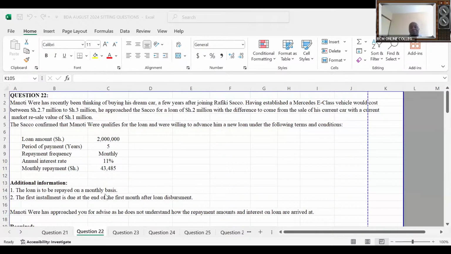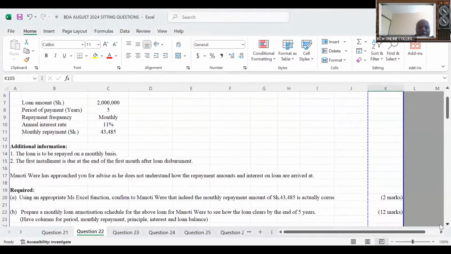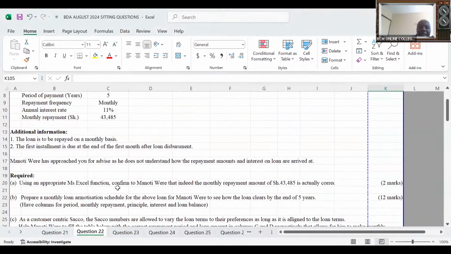Manoti Were has approached you for advice as he does not understand how the repayment amounts and interest on loans are arrived at. So required, using an appropriate MS Excel function, confirm to Manoti Were that indeed the monthly repayment amount of 43,485 is actually correct. So then if I'm the one doing this, what shall I be able to do pretty fast? It's very easy.